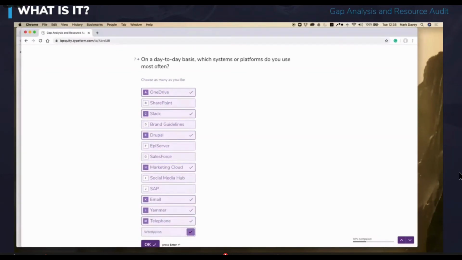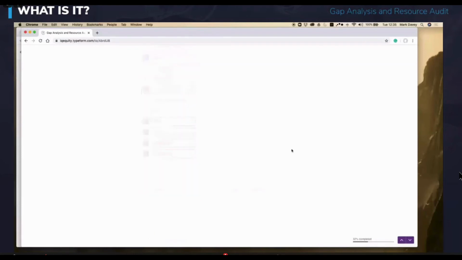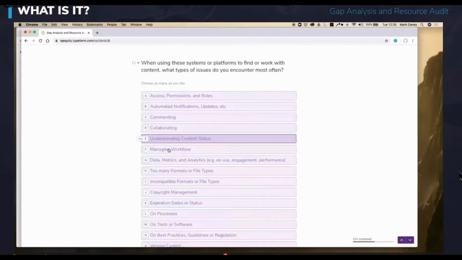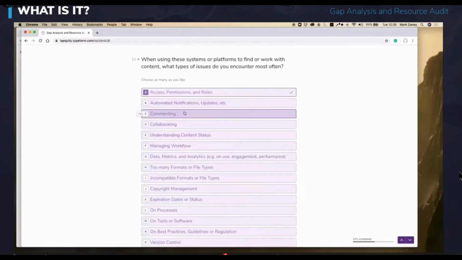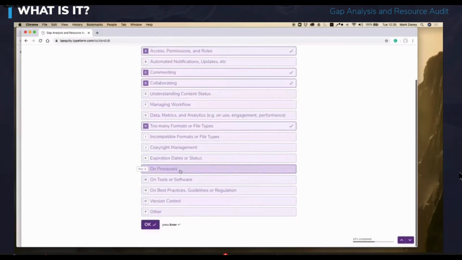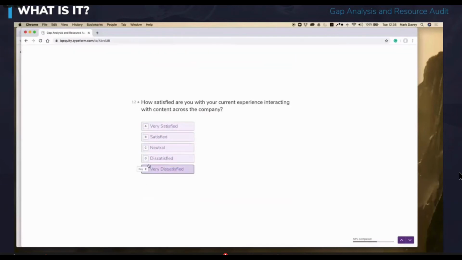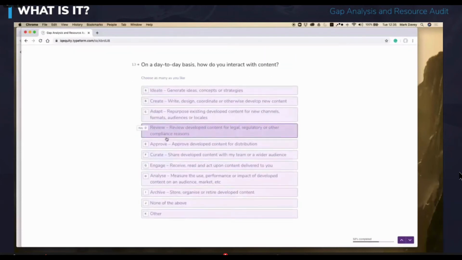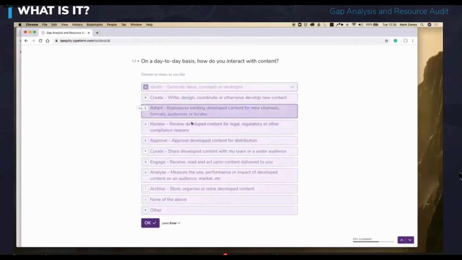And what you're looking at here is our gap analysis resource audit form, where we're asking the typical questions: what is your experience? How many hours does it take you searching for content? How many systems do you have to look on to find the content? What sort of platforms are you using? Where are the pain points? And where are the people using content?